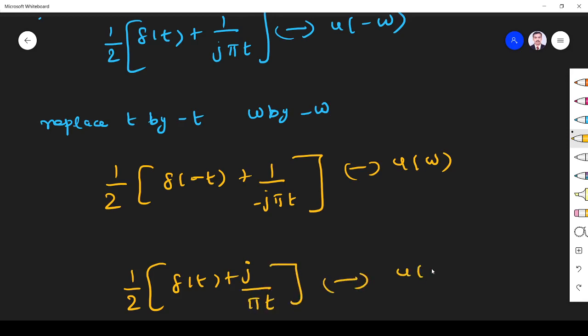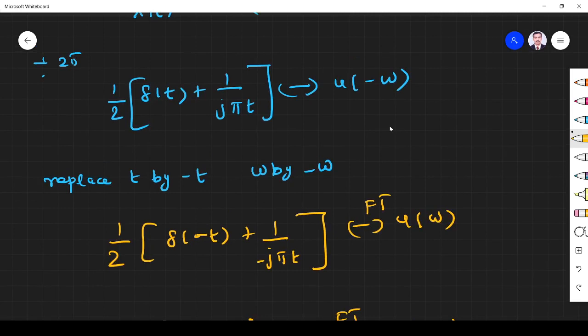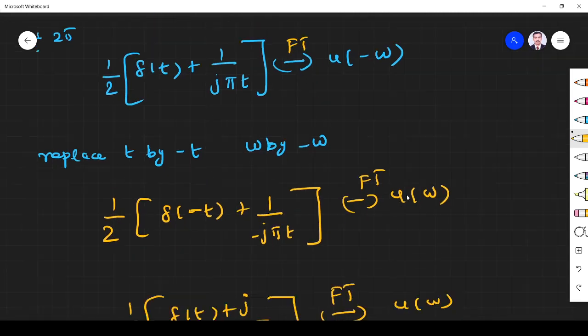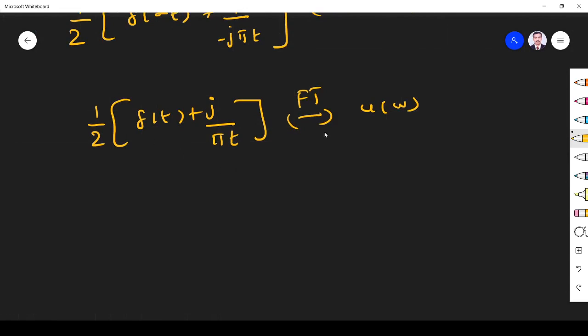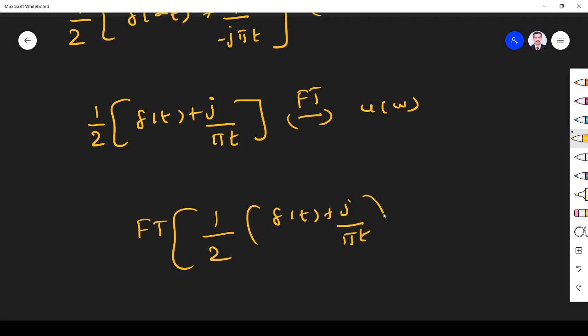That gives a Fourier transform pair. So this indicates the Fourier transform of u of omega is the Fourier transform of this. So the Fourier transform of 1 by 2 into del of t plus j by pi t is equal to u of omega. That's it.